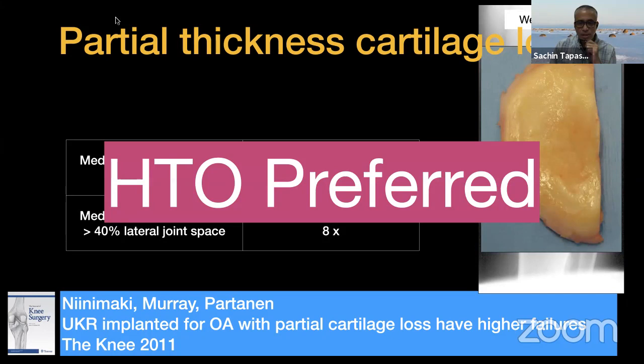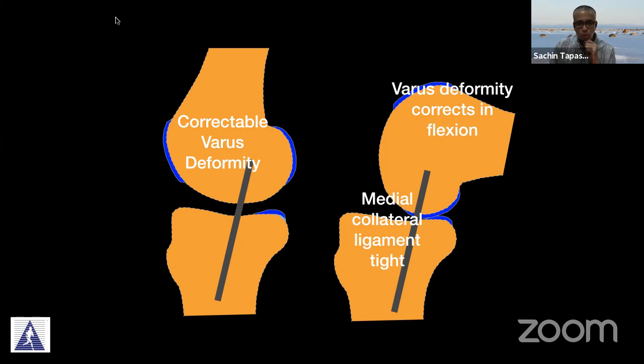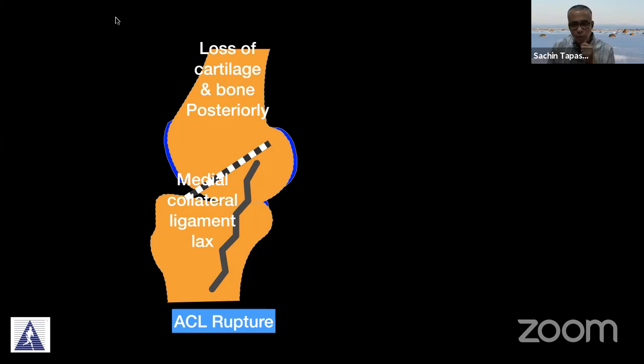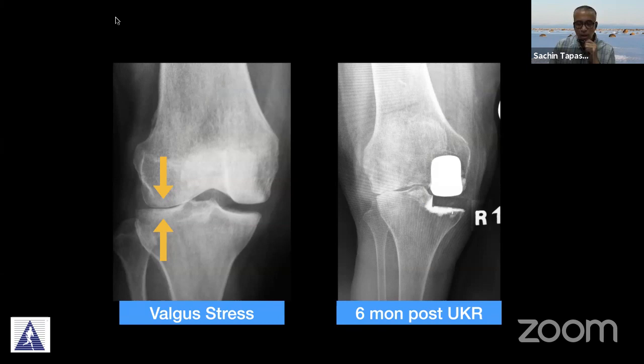We should also understand if the deformity is correctable. If the deformity is correctable, it gives us a clue about the state of the ACL and the state of the MCL. If the ACL is intact, then I think the deformity is correctable. When the ACL tears, there is anterior subluxation of the tibia, which leads to a posterior wear of the tibial side, which leads to a persistently contracted MCL. And for these patients, you are better off not doing a partial knee replacement.